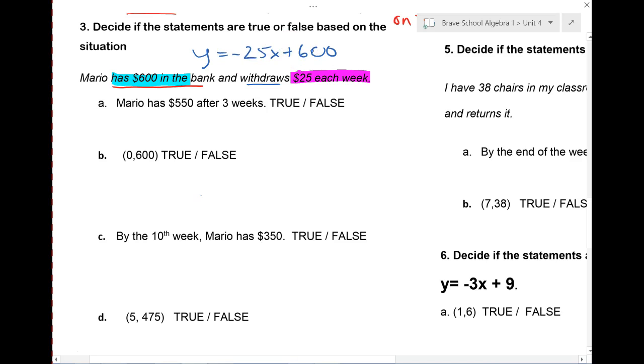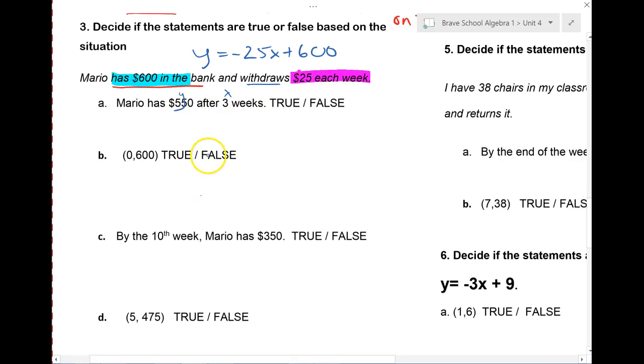Okay? So now what we're going to do is first you need to identify what's x and y in each problem, and then just use the equation to solve it. Okay, so after 3 weeks, Mario has $550 after 3 weeks. Well, this is going to be your y, because at the end of the day, after I plug in how many weeks here for x, because x is weeks, then I will figure out how much money I have.